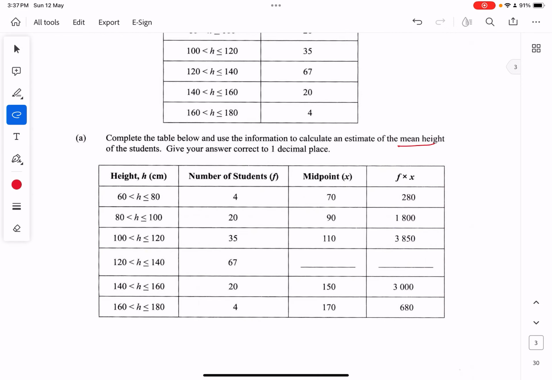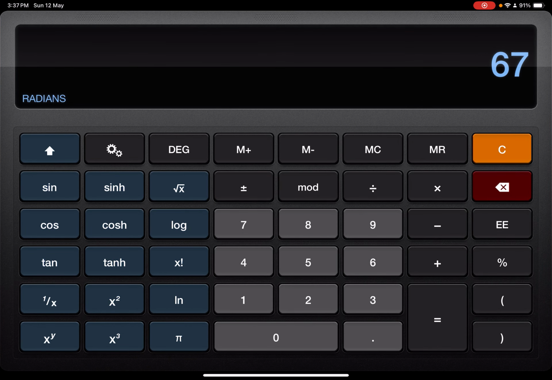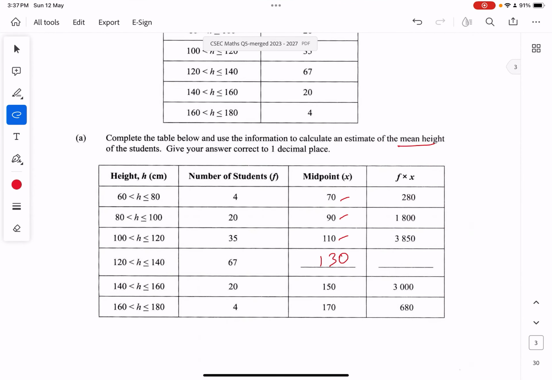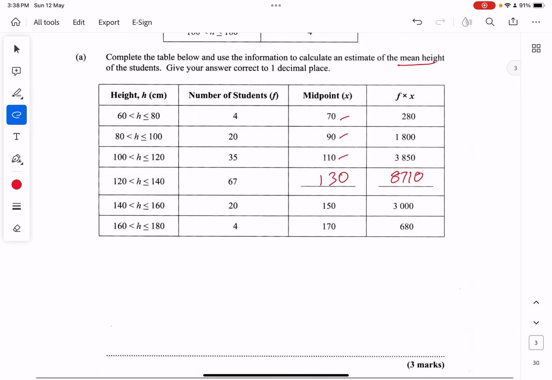To finish this table, we need to find the midpoint. So if you notice, your midpoints are following a pattern. We have 70 plus 20 is 90, plus 20 is 110, so our next number should be 130. And f times x would be your frequency times your midpoint. So 67 times 130 is 8710. So this would be 8710. And like we just did, your mean height x bar is equal to the sum of your fx over your sum of f.